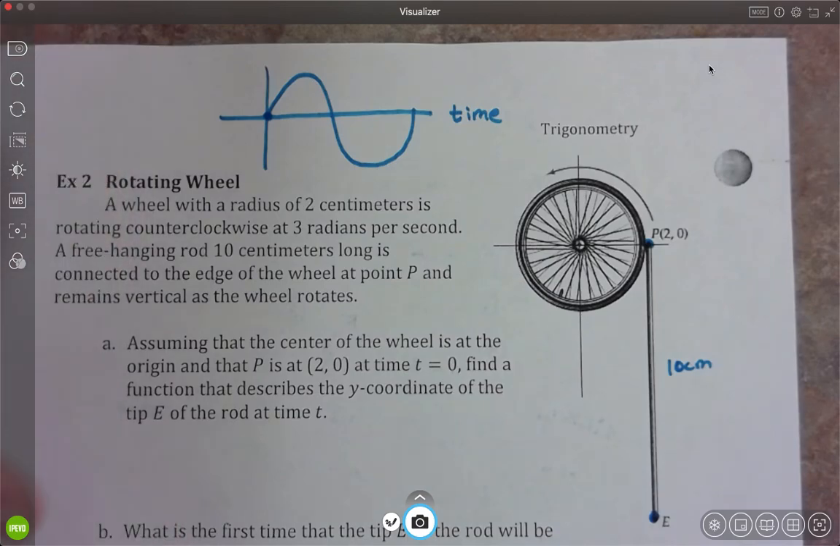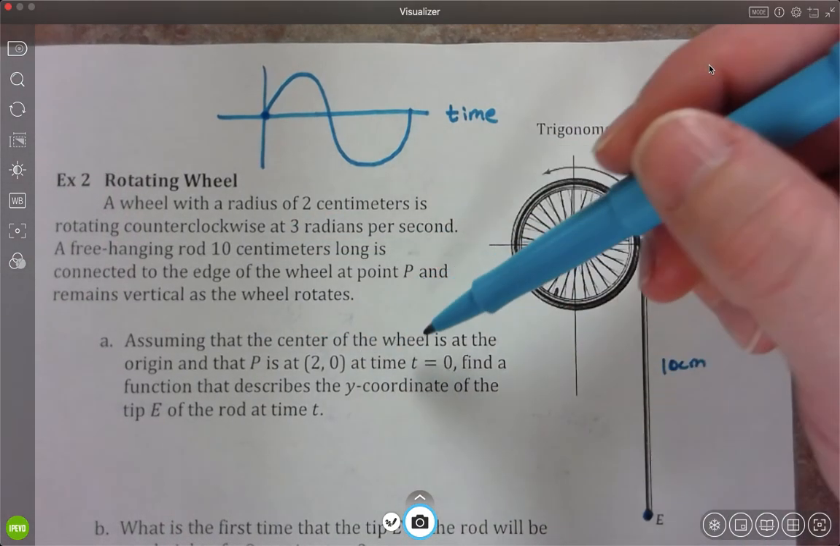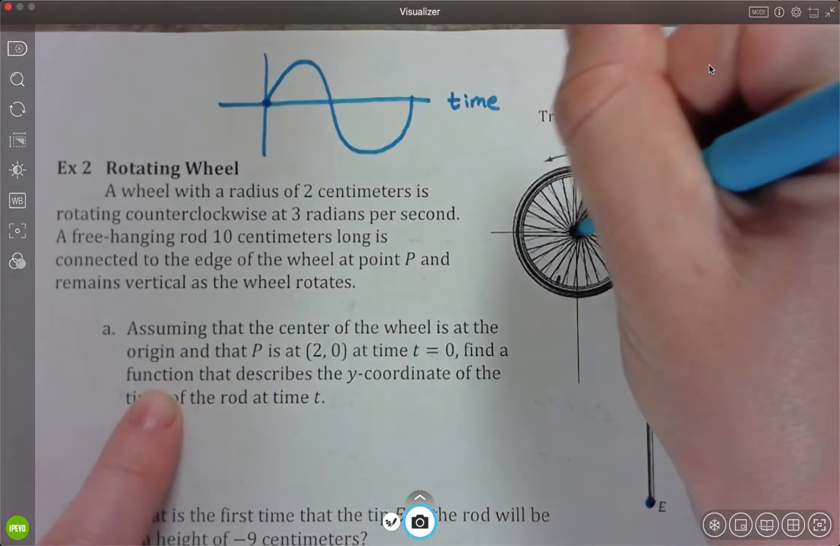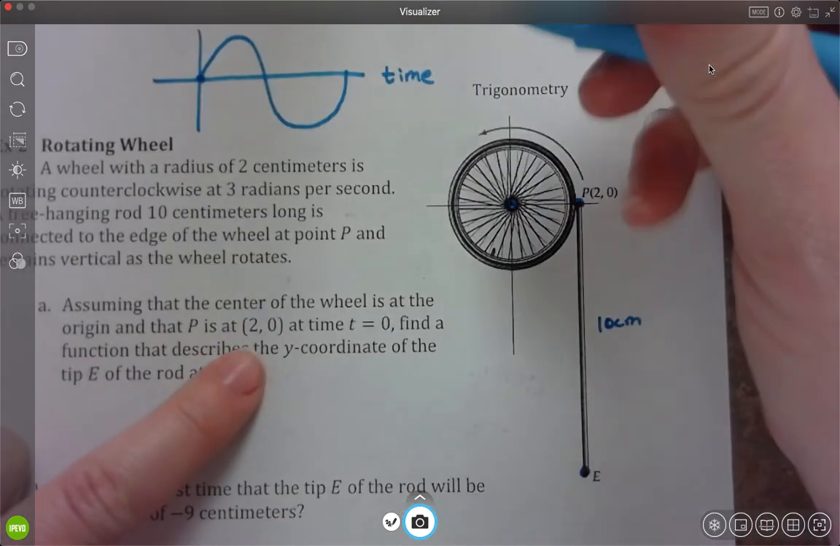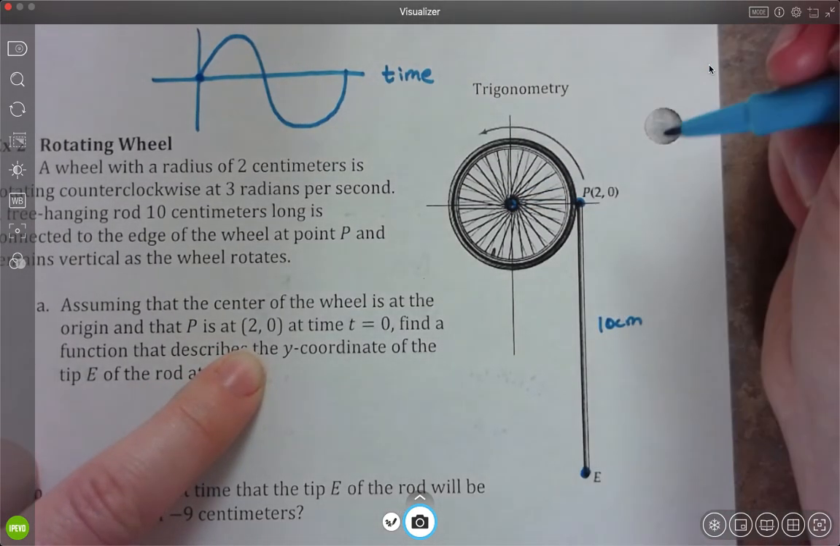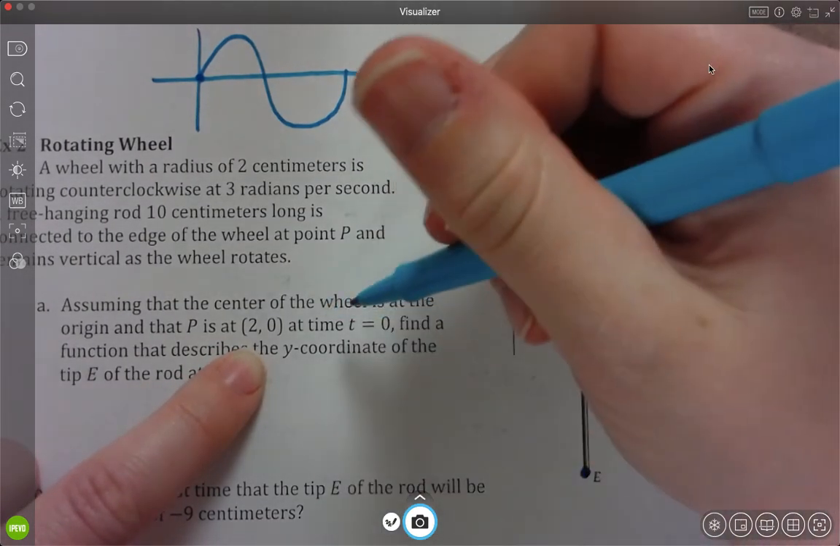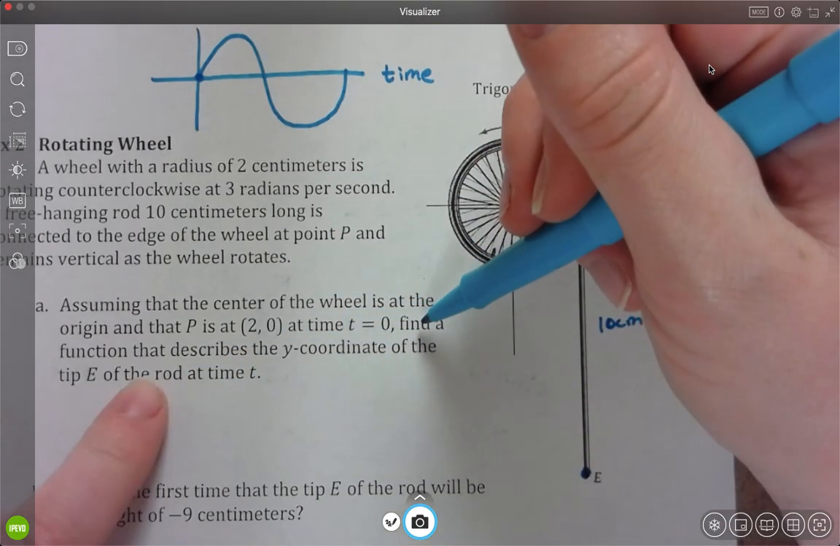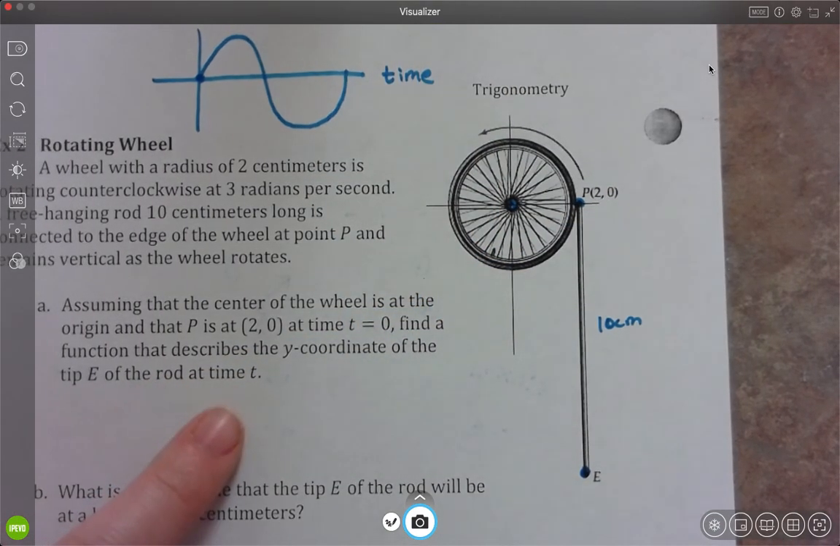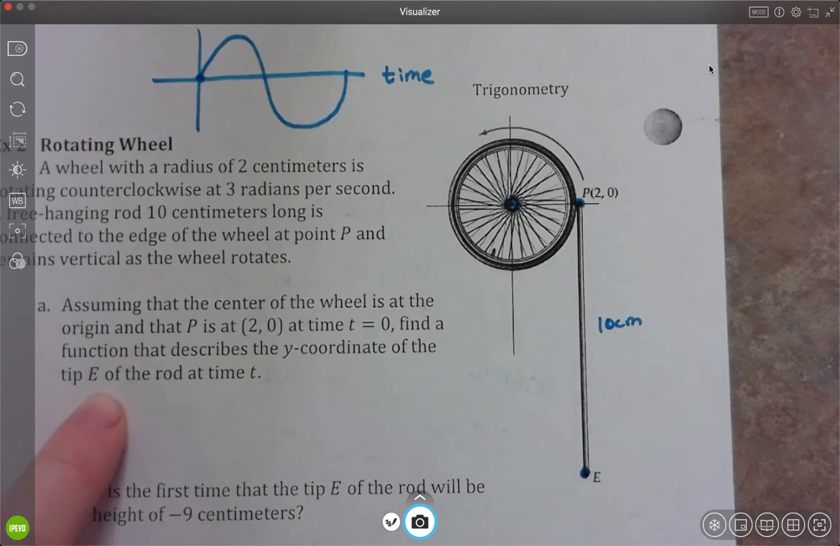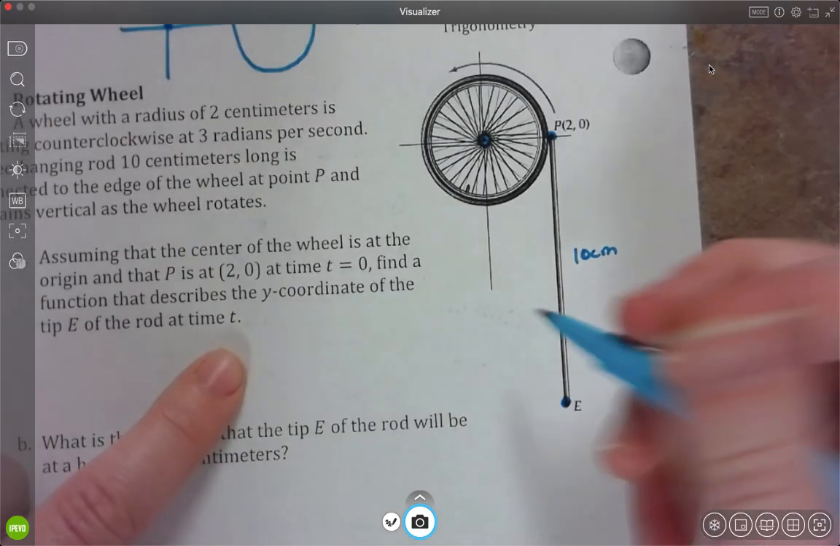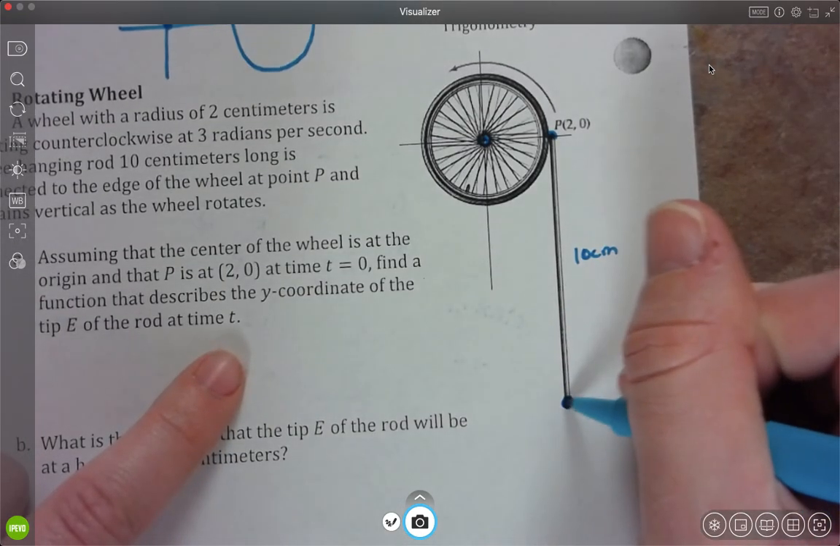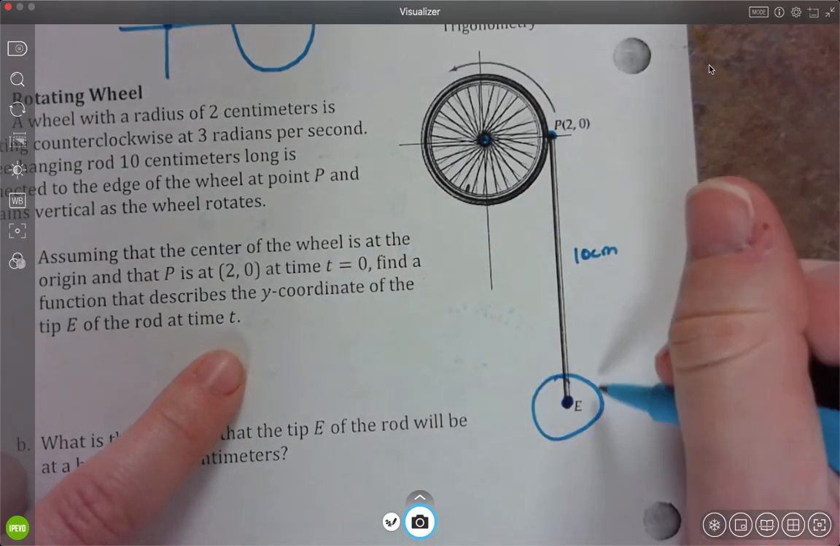Okay, assuming that the center of the wheel is at the origin, and that P is at 2, 0 because the radius is 2, at time t equals 0, find the function that describes the y-coordinate of the tip E of the rod at time t. So they want us to figure out an equation for this point E. That's what we're writing our equation for.